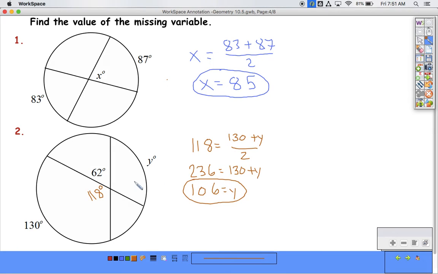So remember, the inside angle is going to be half of the sum of the two intercepted arcs, okay? But make sure you're using the actual angle that intercepts those. Because again, 62 does not correspond with y and 130. It would correspond with these two arcs there and there.